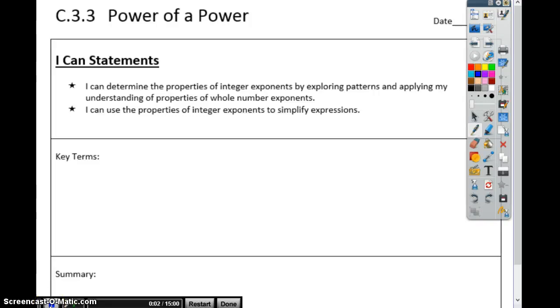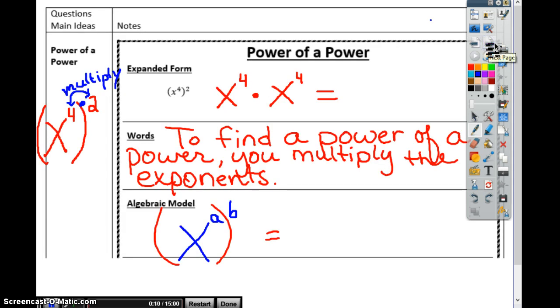3.3 power of a power. All right, today we're going to be talking about multiplying when we have a power. We have x to the fourth power to the second power. So power to a power, we are going to be multiplying to find that.